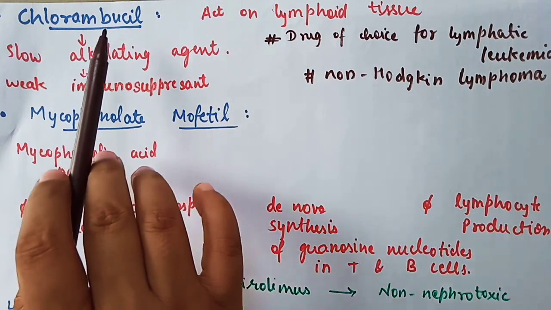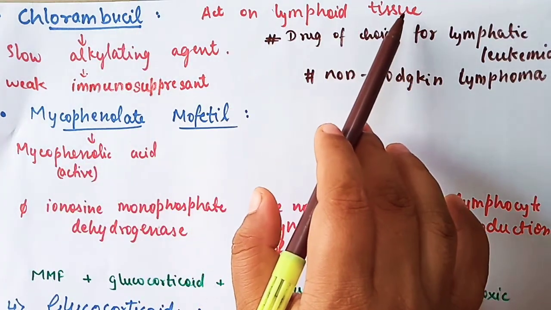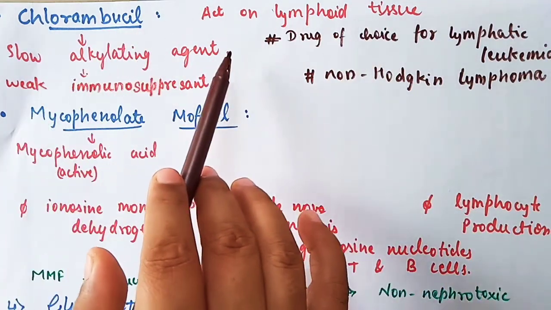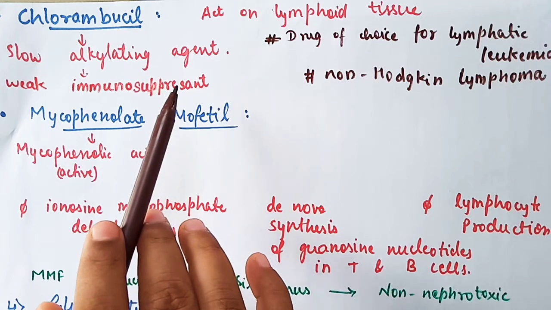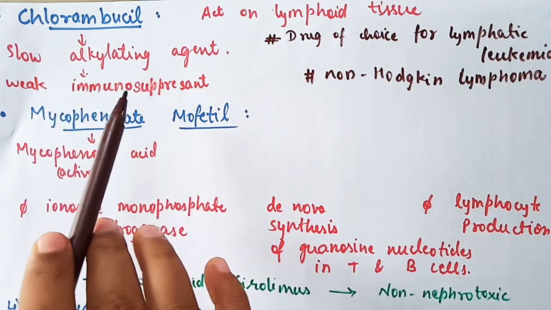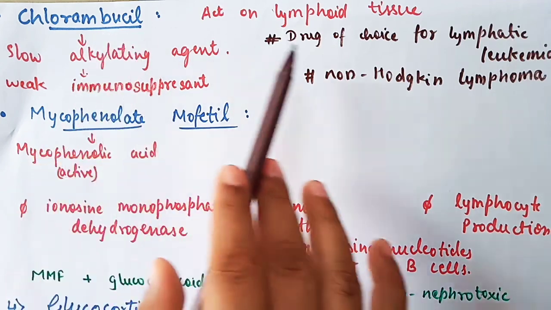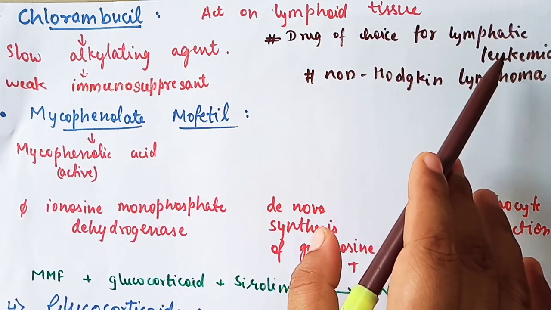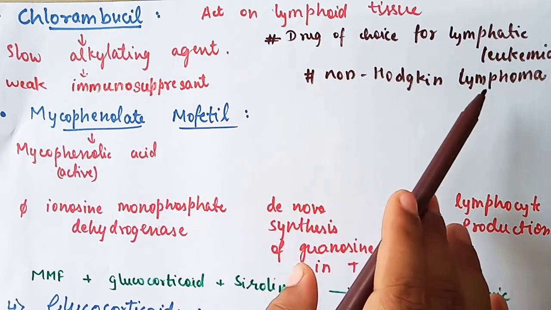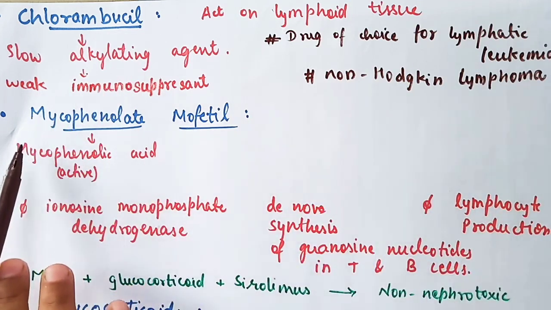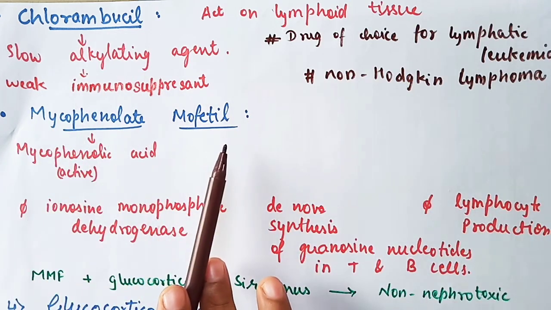Now let's see chlorambucil. They act on the lymphoid tissue. They are slow alkylating agents and weak immunosuppressants. Since they are weak immunosuppressants, their use is rare. Chlorambucil is a drug of choice for chronic lymphocytic leukemia as well as non-Hodgkin lymphoma. Now next is mycophenolate mofetil.